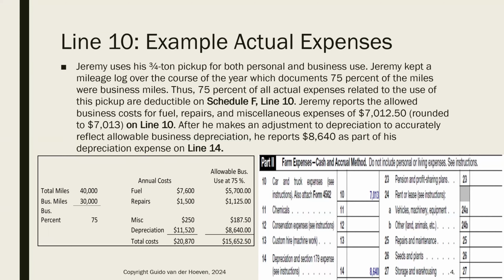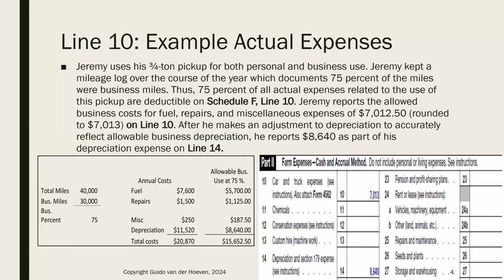And so we see his annual cost there in the middle column of that little chart: fuel at 7,600, repairs at 1,500, etc. So his total cost was $20,870 for this particular vehicle in this particular year. 75% of that is going to be allowed to be deducted. And so we see that as $15,652.50. Well, we're just going to round it up to 15,653 if we go all the way through with that.